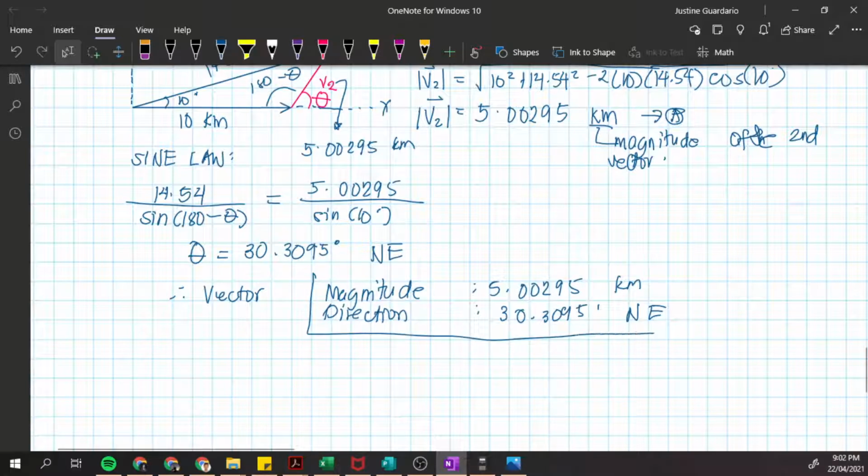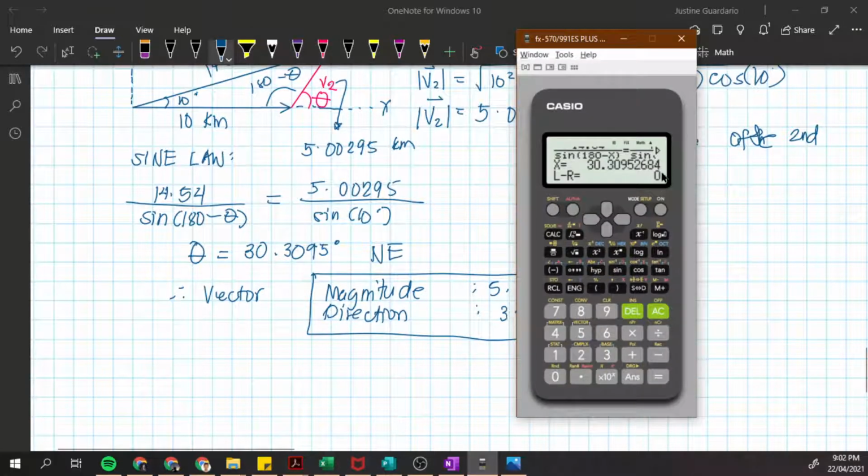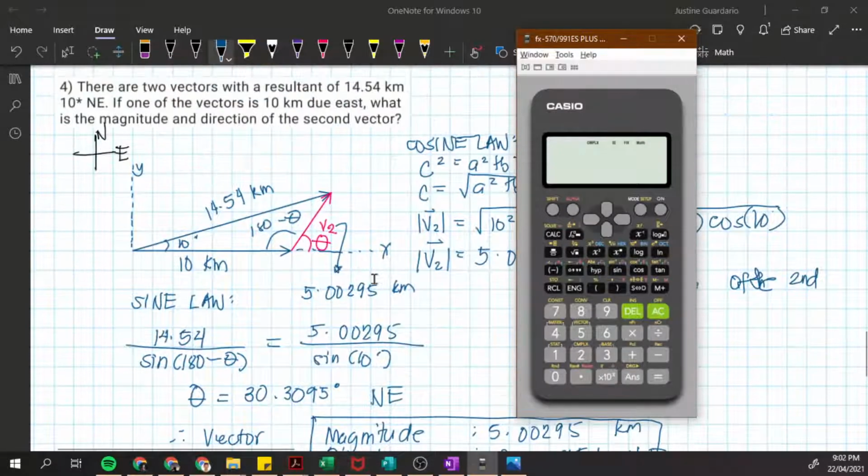And we can check this answer. Let's check that answer by using our calculator. What we solved earlier is 30.30953. Then, I store it to B so I won't need to type it again later. Then, I go to the complex mode of my calculator. Since we know the resultant is 14.54 angle 10, that is what we should get later.